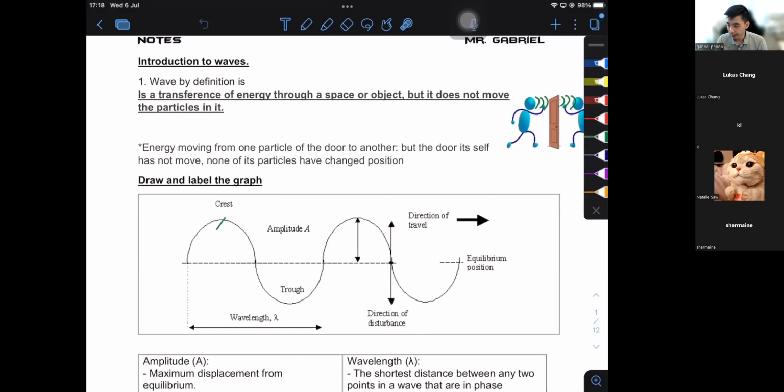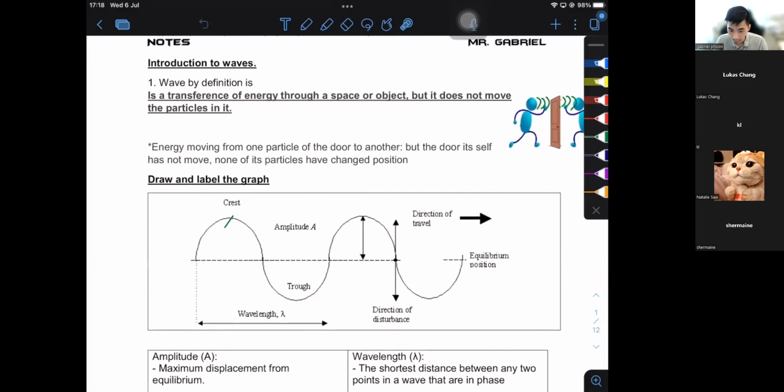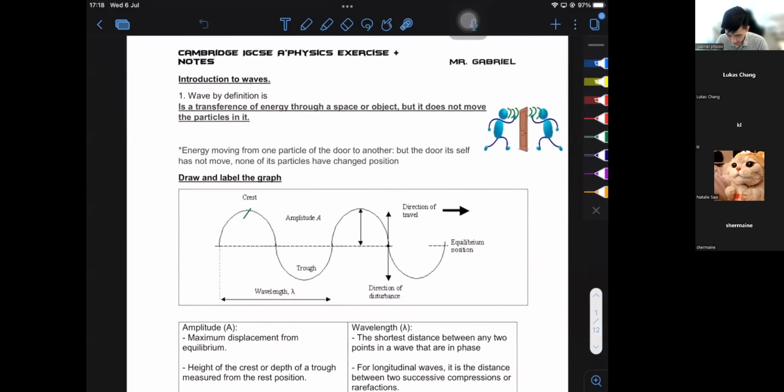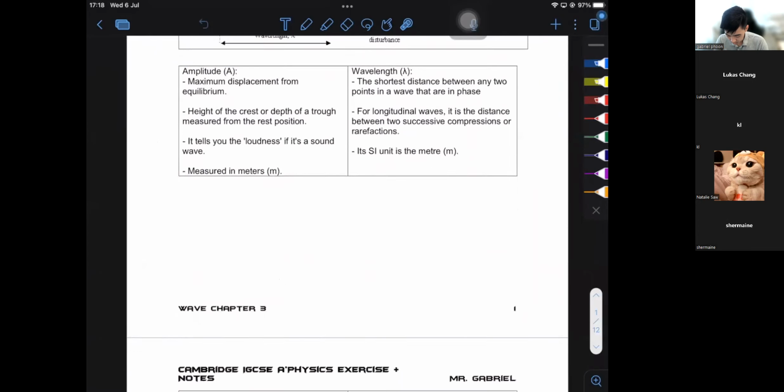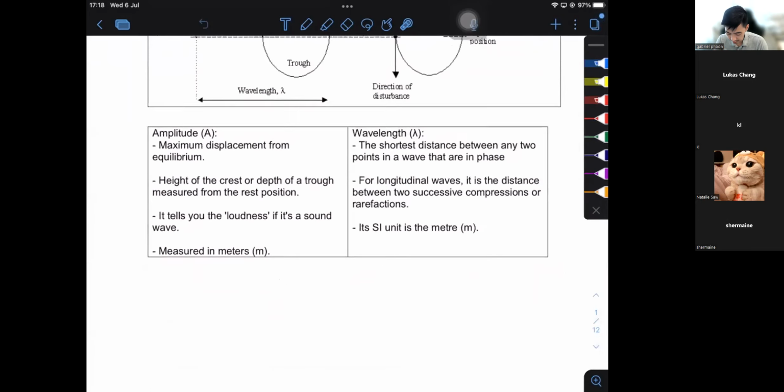Okay, everyone done? Anyone not done copying it? Everyone done? Okay, then let's move on to some theory, guys.